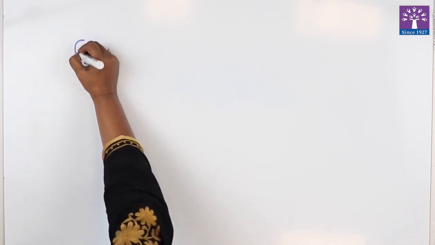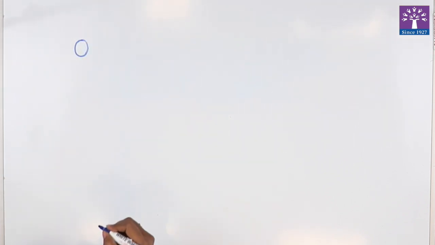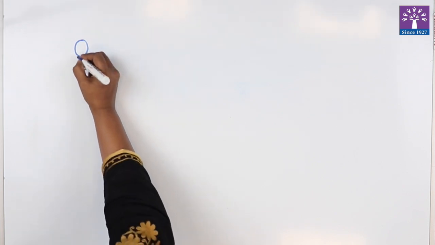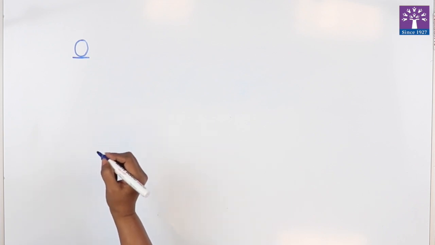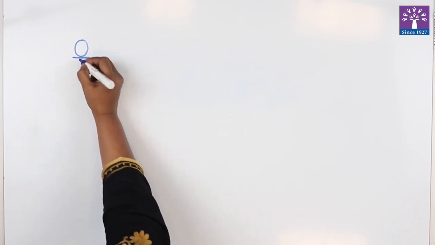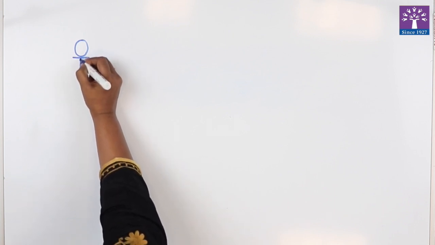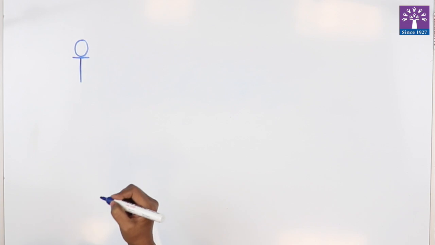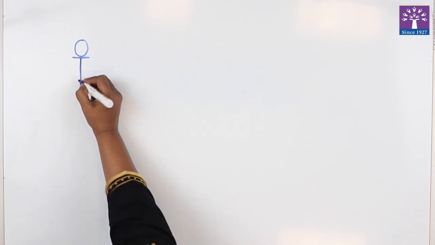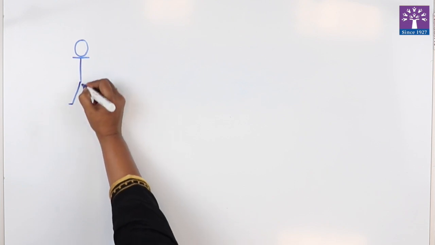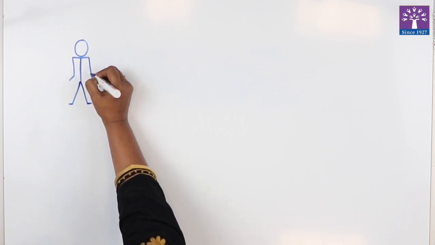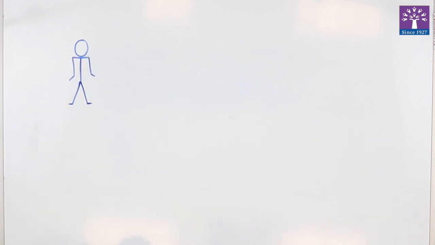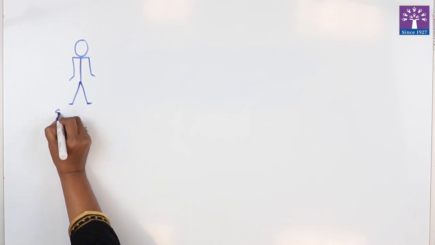So let's begin. First, we'll draw a standing figure. This is a circle or a head. Then we draw a small horizontal line. These are the shoulders. Then this is a body. See, all these are sticks or lines. Then we draw legs, hands. Isn't it simple? This is a standing person.